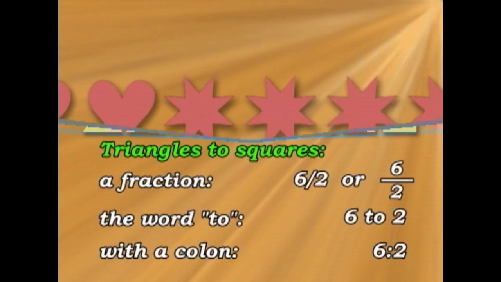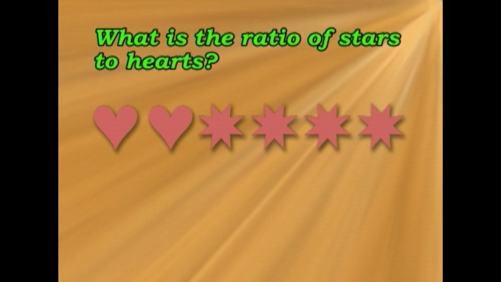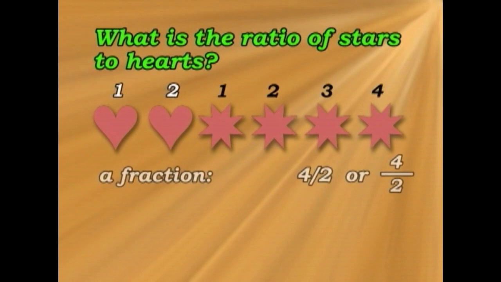Let's look at some more examples. Here we have hearts and stars. We're asking the ratio of stars to hearts. So first we count the stars. 1, 2, 3, 4. And the hearts, 1, 2. So the ratio of stars to hearts is 4 to 2. And we can write it in these ways.